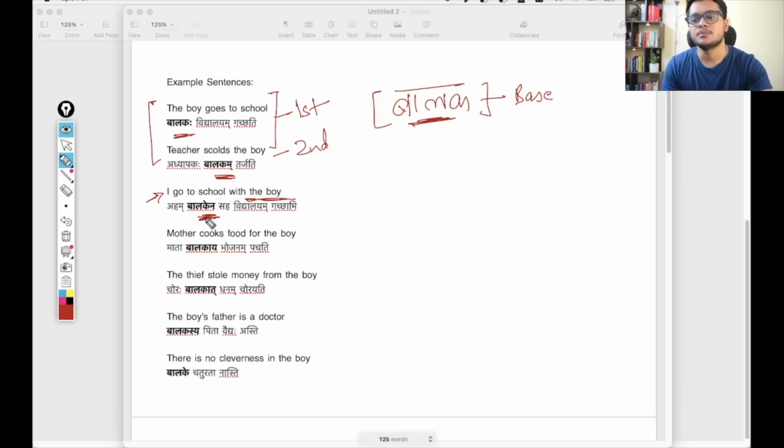Changes into Balakain because I go to school with the boy. So Balakain. This is the third case. With someone, without someone, in all these situations, the noun changes into third case. Let's take the fourth example.